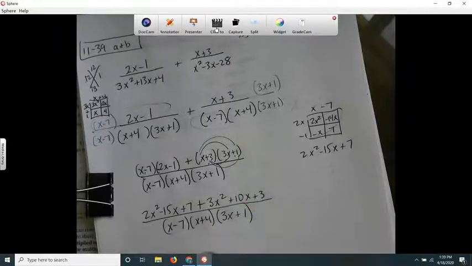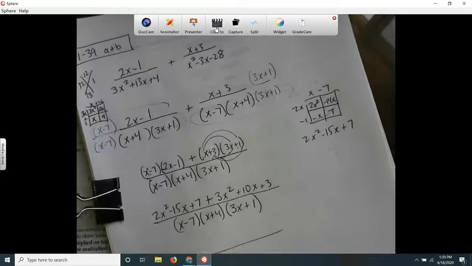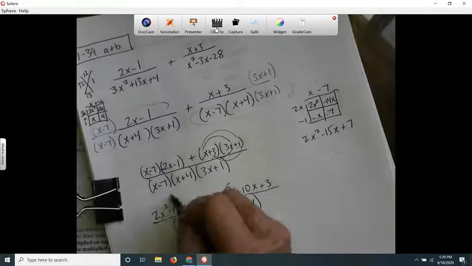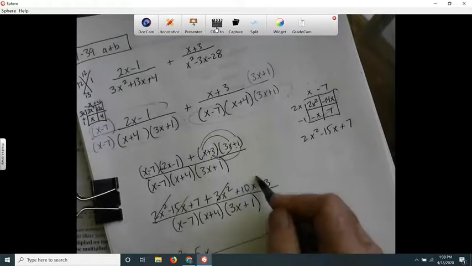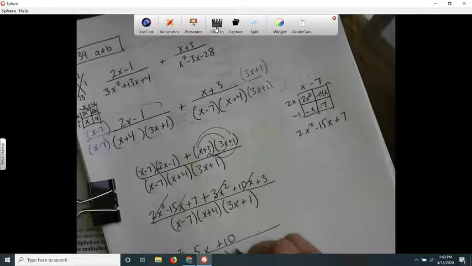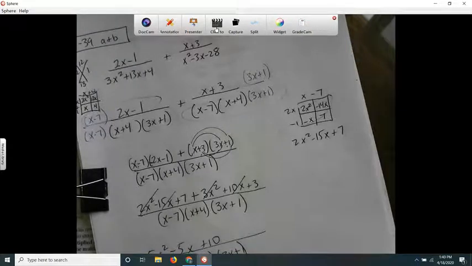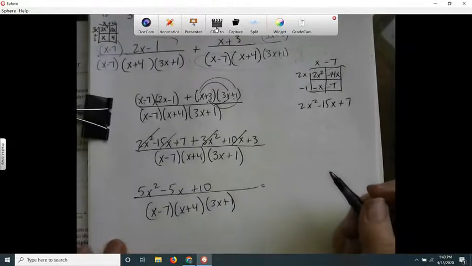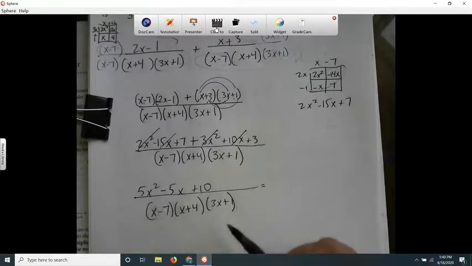There we go. And then we're going to try to combine like terms because there's the 2 plus 3 makes 5. And the 15 and the 10 make negative 5x. Okay, and then I just combined like terms. I'm going to see if maybe that factors, and maybe I can factor it some more.